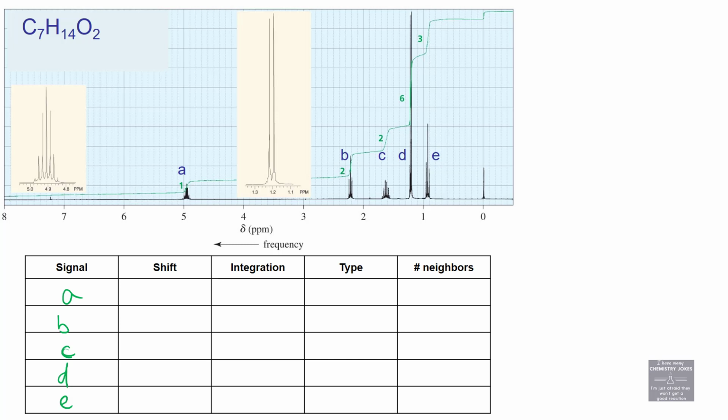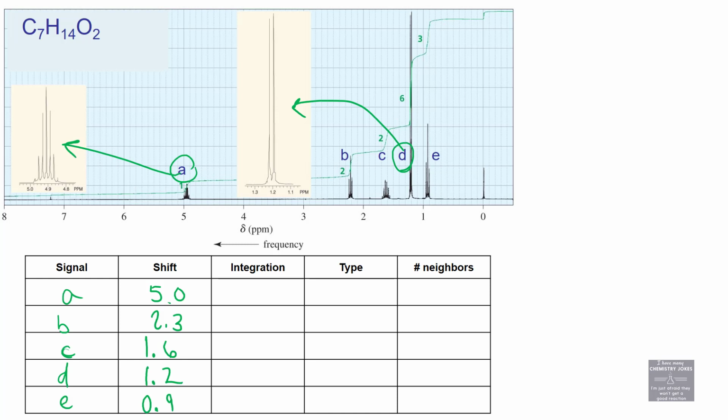We're giving a ballpark region for our shift values. A is around 5. It's not quite, but around 5. B is maybe 2.3-ish. C is maybe 1.6-ish. This D is actually zoomed in over there. D is maybe 1.2. It's actually precisely 1.2. E maybe 0.9. We're just ballparking it here, general region.